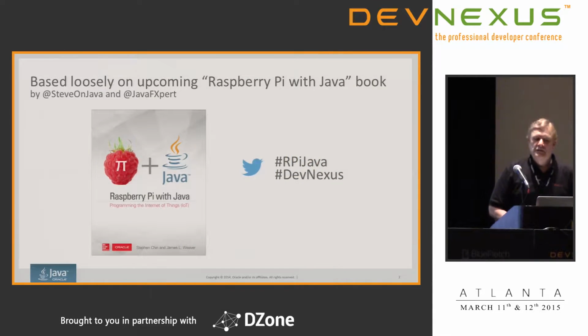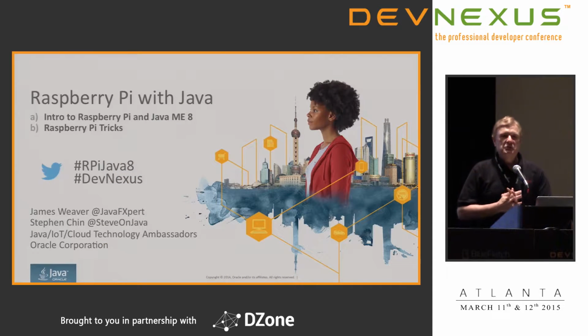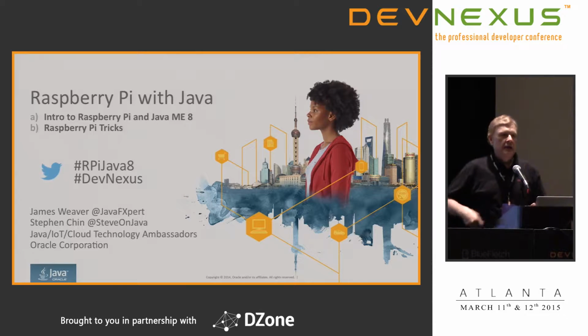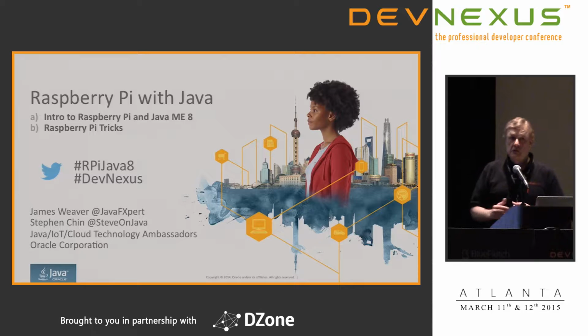Okay. All right, so this presentation is Raspberry Pi with Java, and it comes in 2 parts, Part A and Part B. Part A I'll be doing. I've got 20 minutes to do that, and Stephen's going to push me off stage in about 20 minutes, so that should be pretty entertaining. I'm going to give you a little intro to Raspberry Pi and Java ME8, which the majority of the applications that Steve is going to show you were written in. So it's Java, specifically Java ME8, sometimes Java SE8.